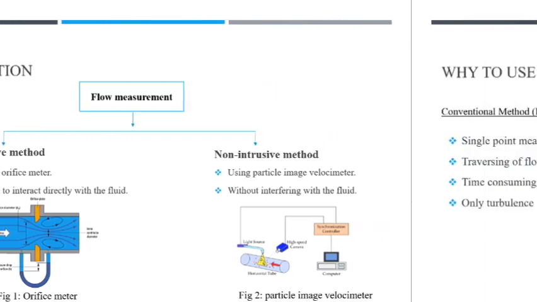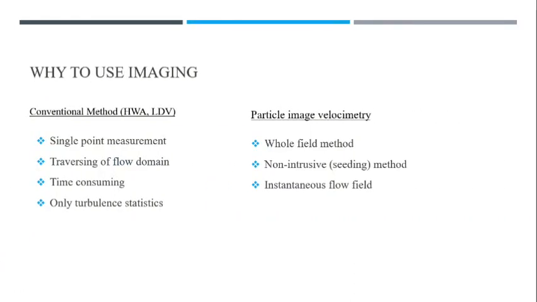Next one is why to use imaging. There are two types of method for measuring. First one is conventional method, that is also known as LDV. Second one is particle image velocimetry. In conventional method, we adopt single point measurement, traversing of flow domain, time consuming, only turbulence statistics. In particle image velocimetry, we study whole field method, non-intrusive method, instantaneous flow field.